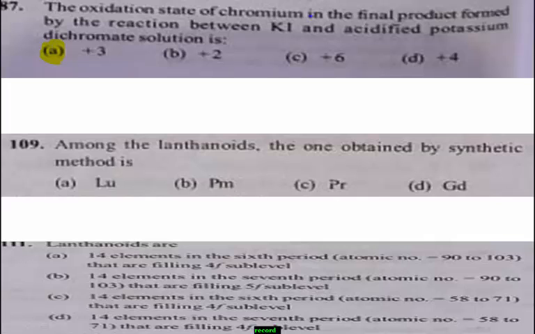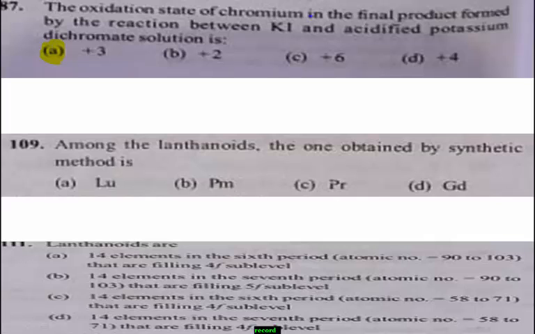Next question number 109. Among the lanthanoids, the one obtained by synthetic method is: option A Lu, option B Pm, option C Pr and option D Gd. Which one is the correct answer for this question?